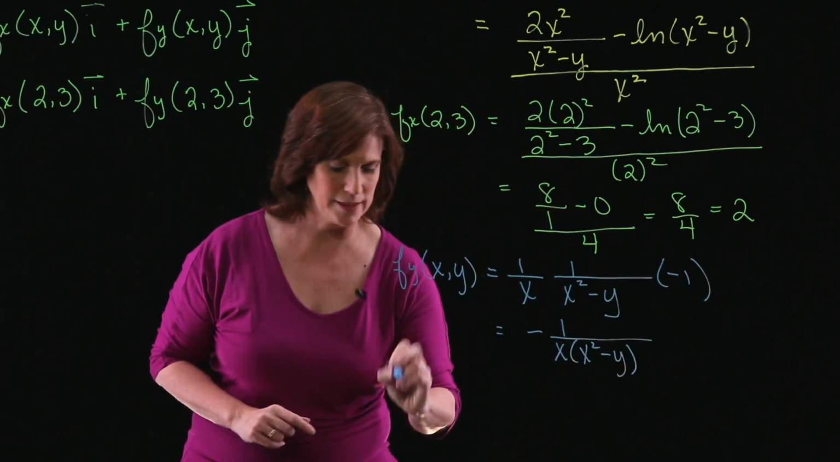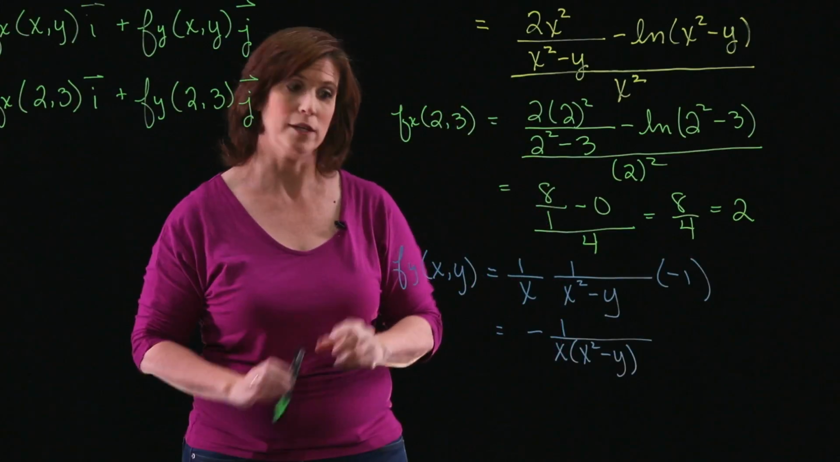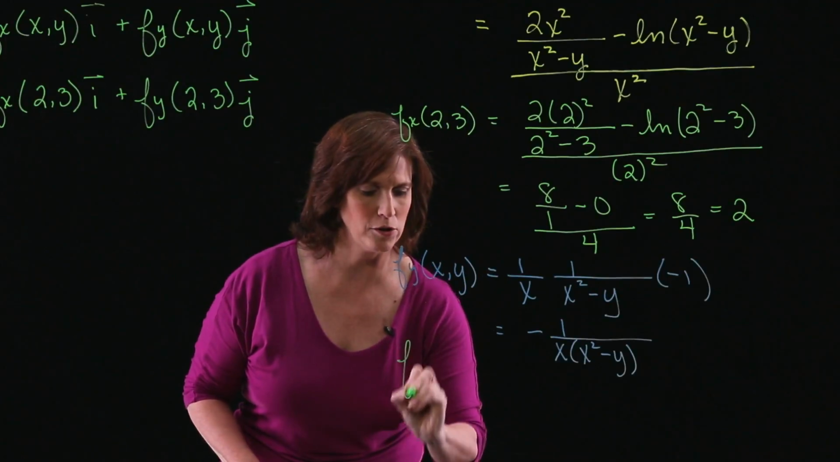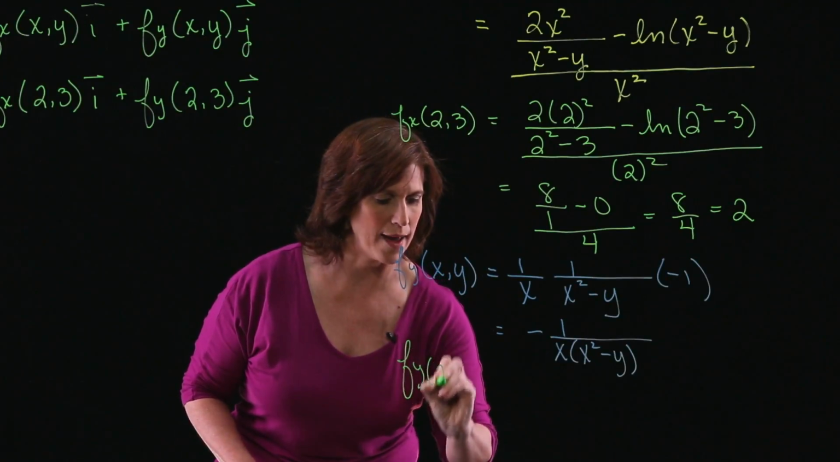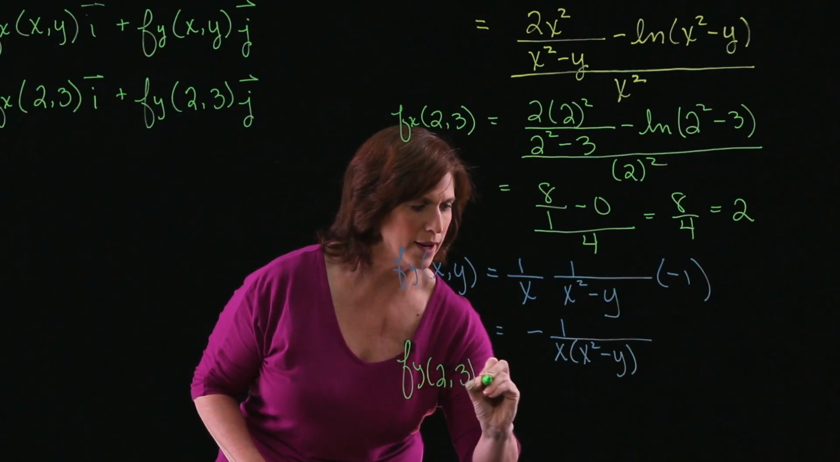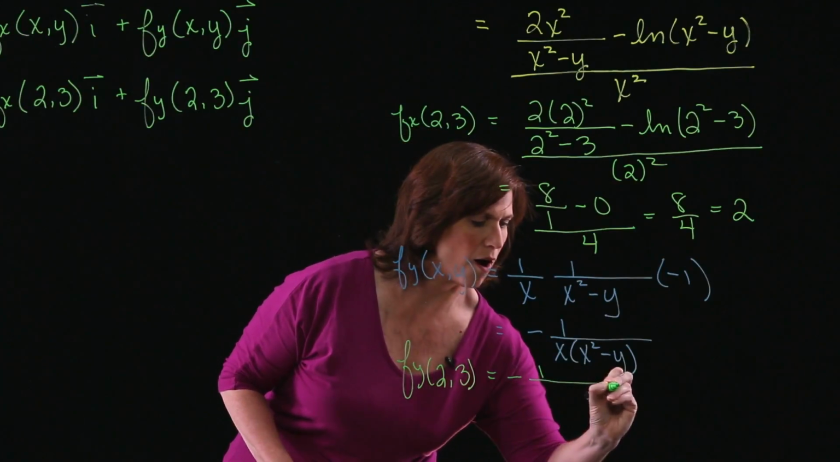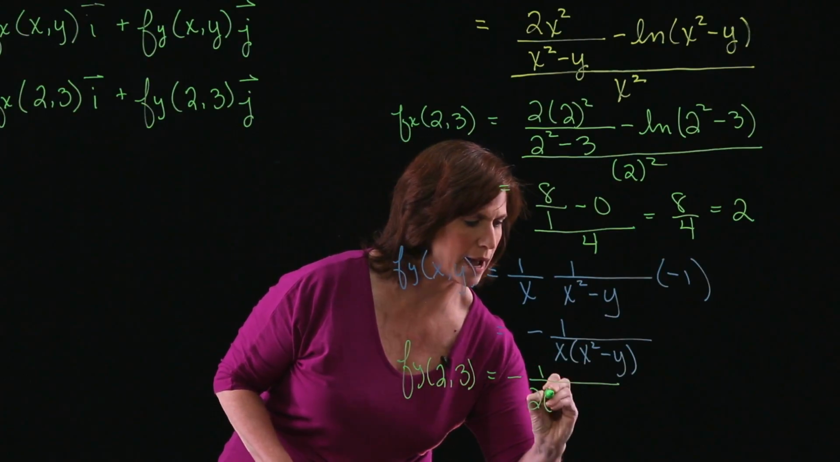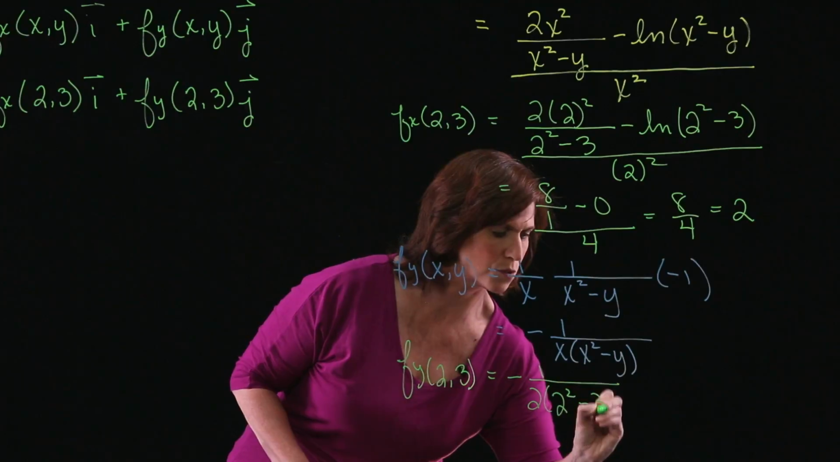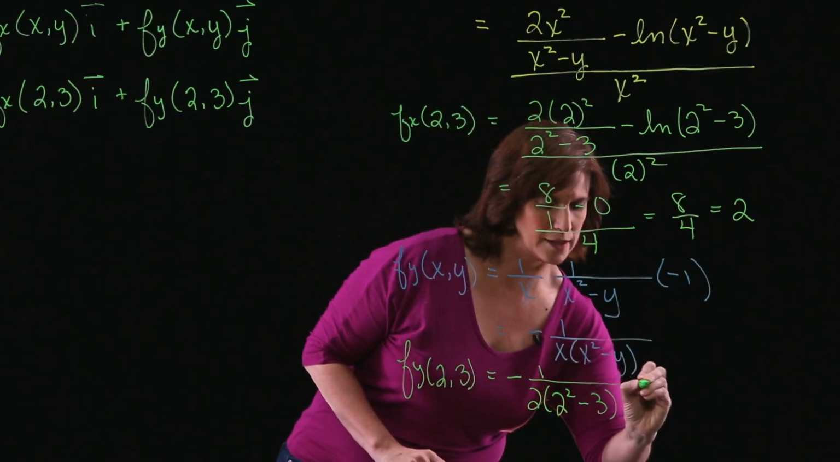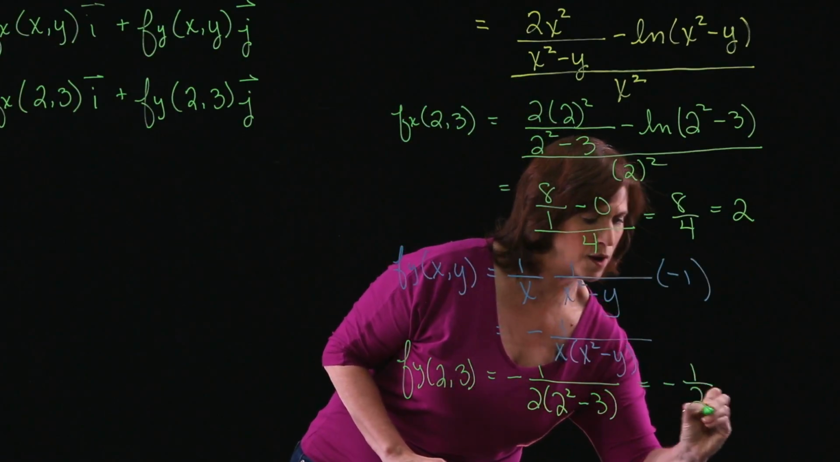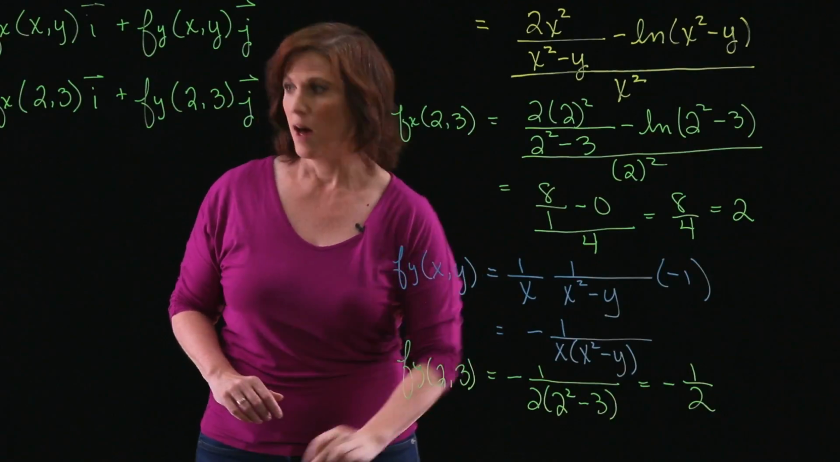Now again, I'm interested in what's happening at the point (2, 3). So the partial with respect to y at the point (2, 3) is going to be minus 1 all over 2 times 2 squared minus 3, which is going to be negative 1/2.